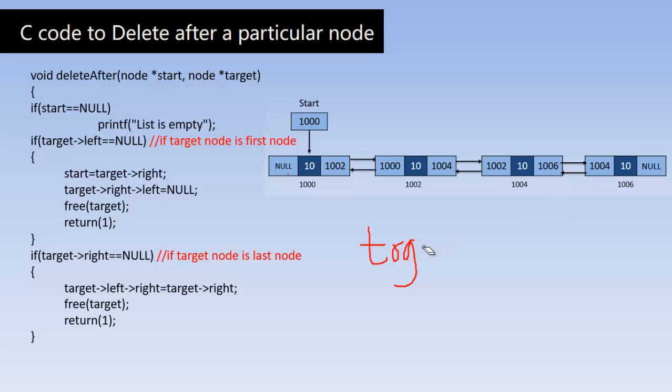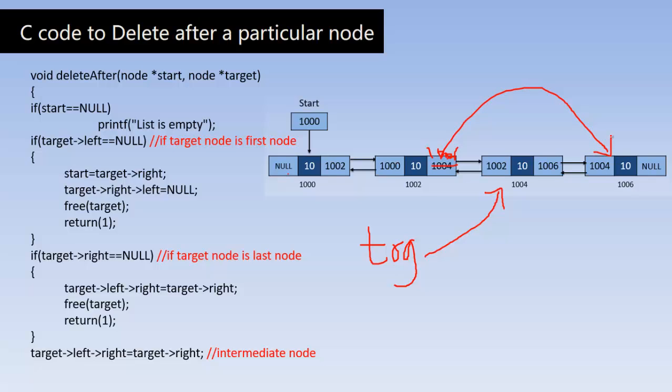What if I want to delete any intermediate node? Say suppose my target is this. In this case, I have to store the address of 1006 here, right? So this has to point to this and this has to point to this. Let us do that. This is the default case, when these are not working, I will go with this. Target arrow right is 1006. Store this 1006 inside target arrow left arrow right, so that this will point to this.